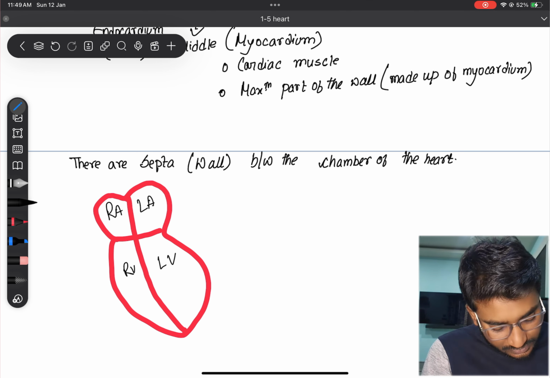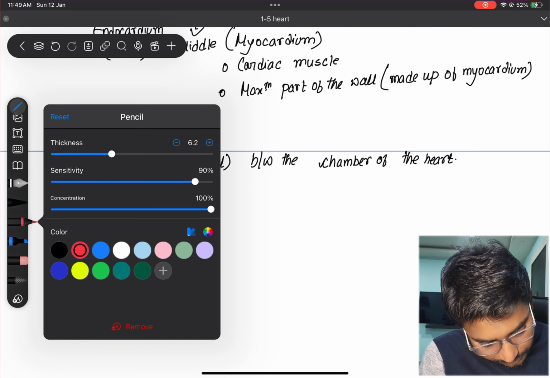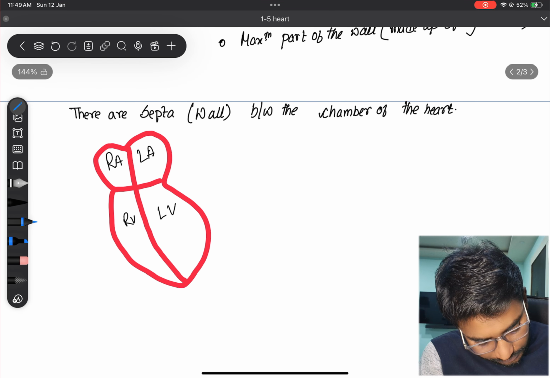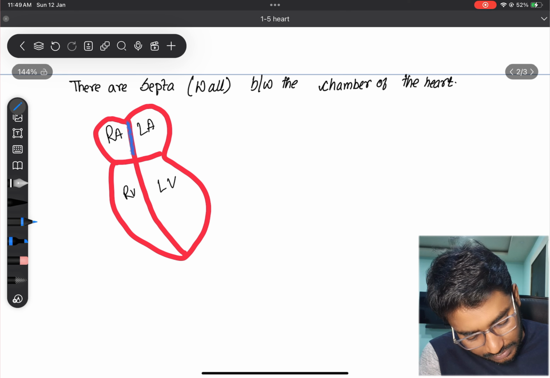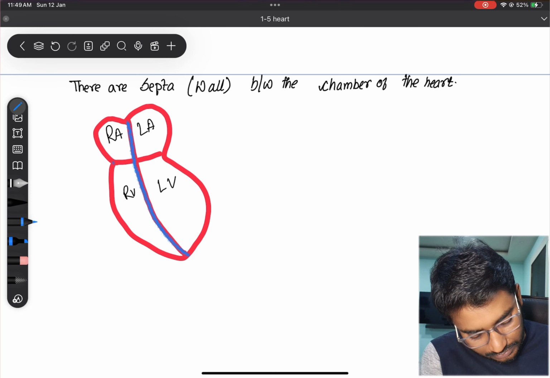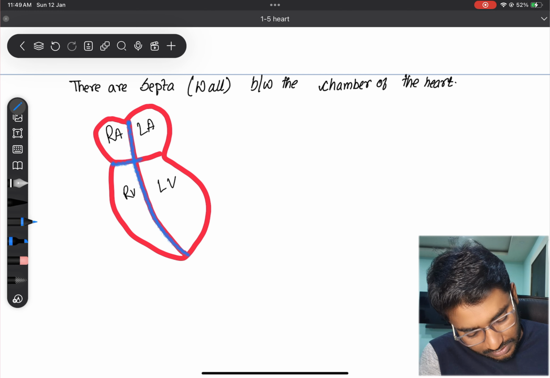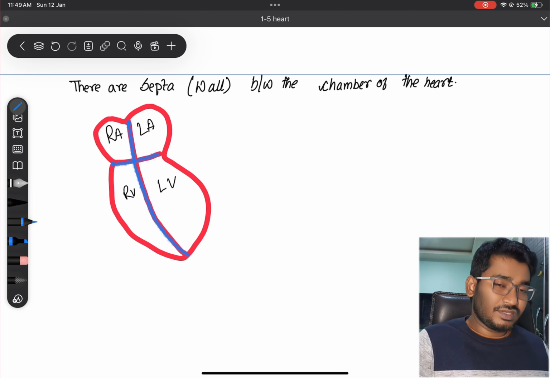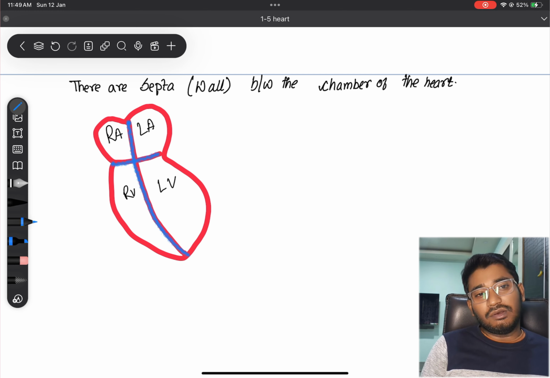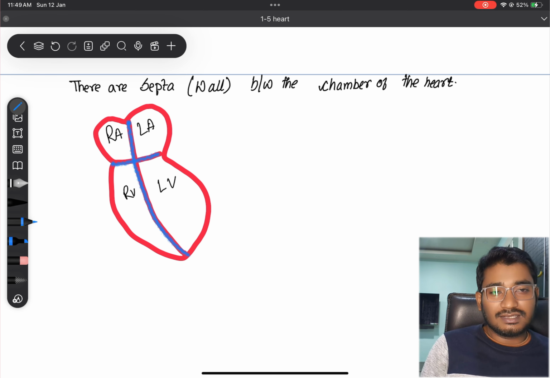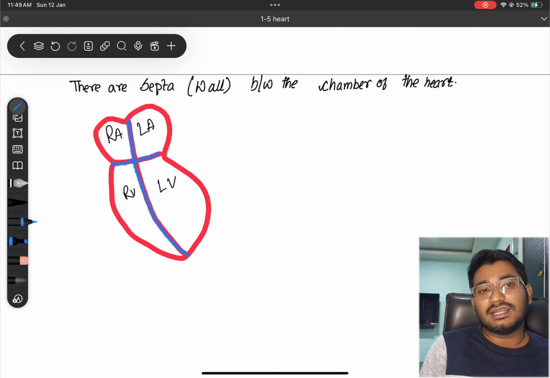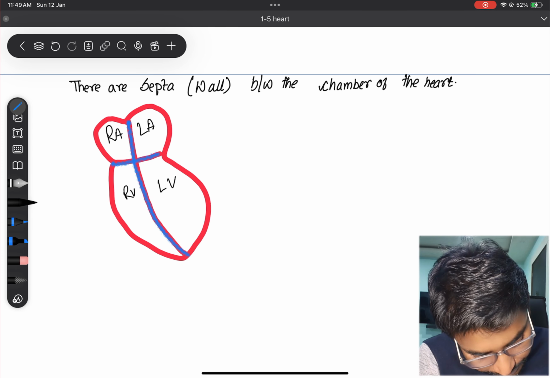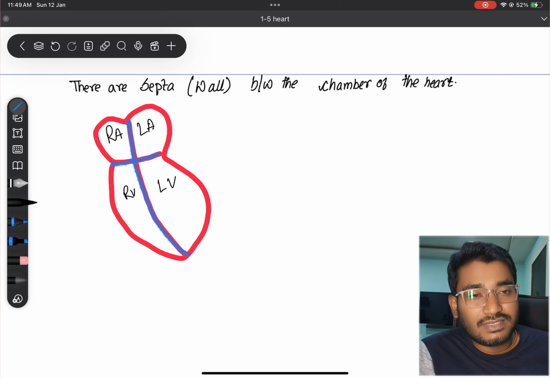These are the walls that separate the chambers. So how does the blood come? If the wall is there, how does the blood pass from this chamber to that chamber? There is a passage which is generally guarded by the valves. Now here the function of the valves comes.